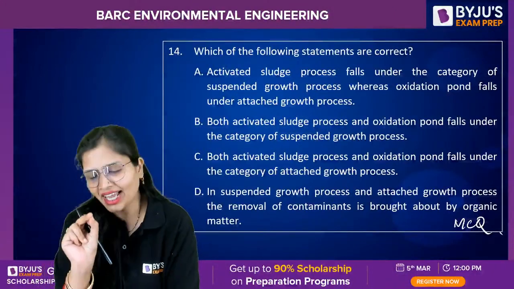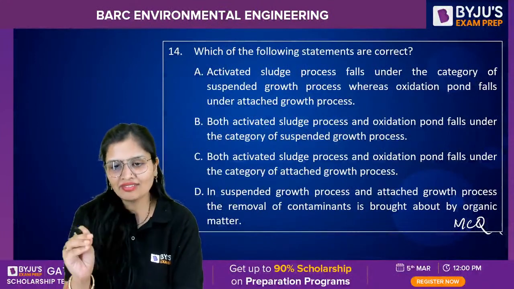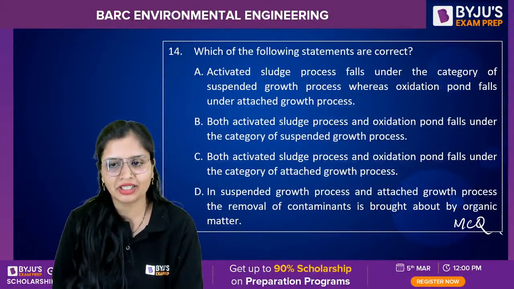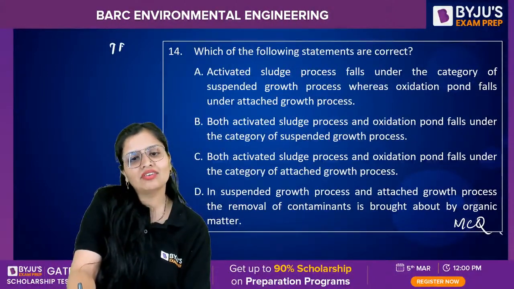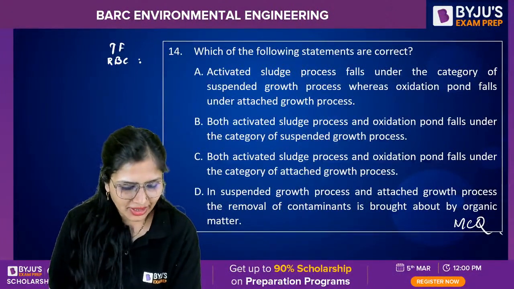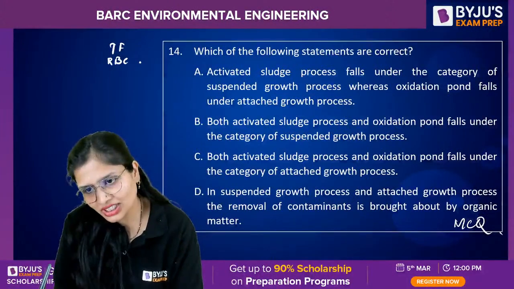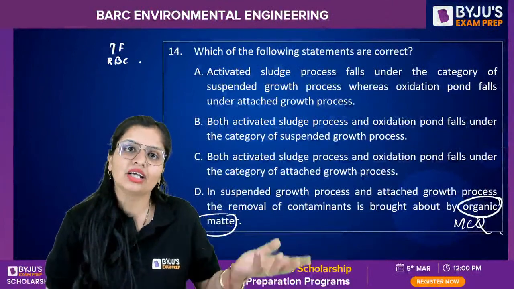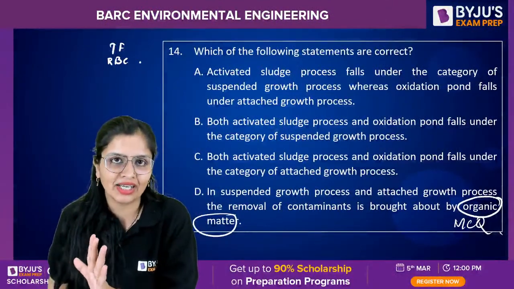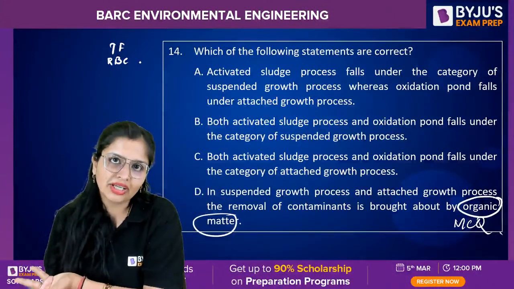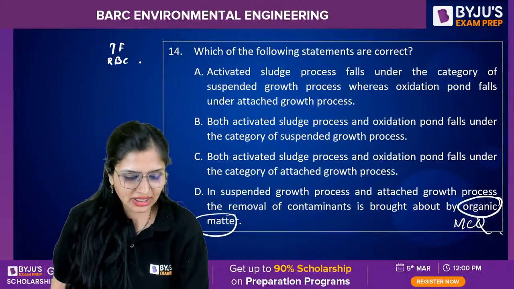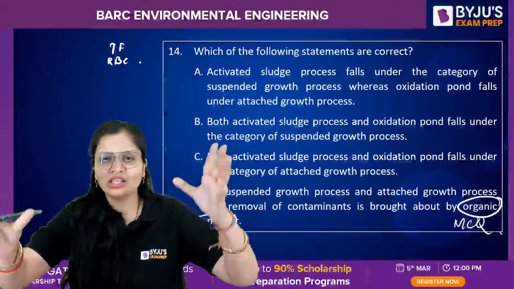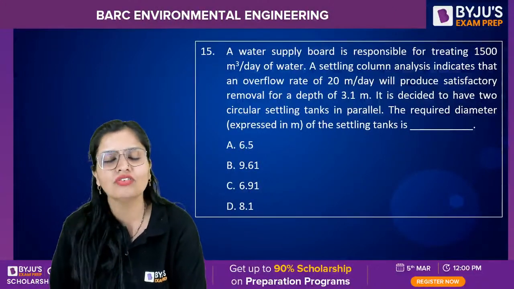Those who said B is correct, can you tell me what is wrong in statement D? Activated sludge process is suspended growth. Oxidation pond is also suspended growth. For attached growth, we have only two: one is trickling filter and the other is rotating biological contactor. In suspended growth and attached growth processes, the contaminants to be removed are organic matter. So removal is done by microorganisms, not by organic matter. For removal of organic matter, we have to take the help of microorganisms. So that was the statement. C will not be correct because ASP and oxidation pond both fall in the category of suspended growth. That means in the water, microorganisms and organic matter will be there, and the microorganisms will carry out the decomposition of organic matter.